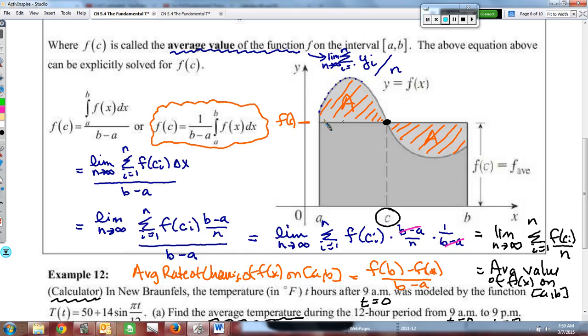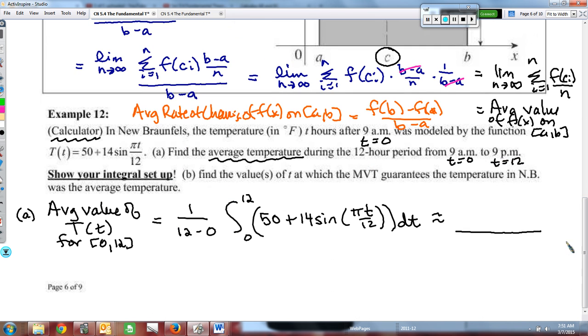If you are adding all your y values, some will be above, some will be below, so the y value of interest is going to fall somewhere in the middle, and we should be able to find a time at which the function actually is the average value. And that's what we're going to be looking for here. So we first calculate the average value of the function, which we'll get on the calculator.